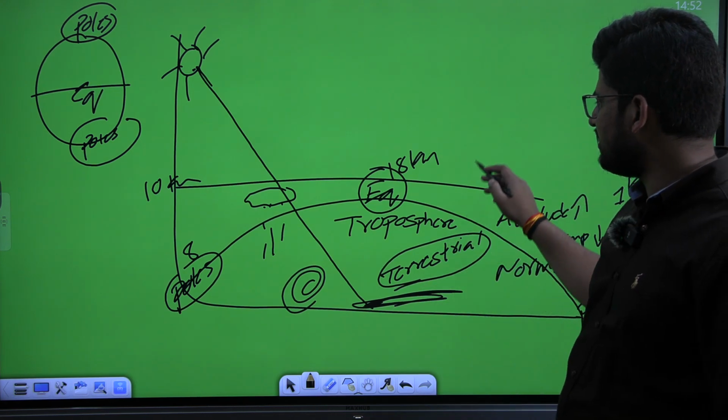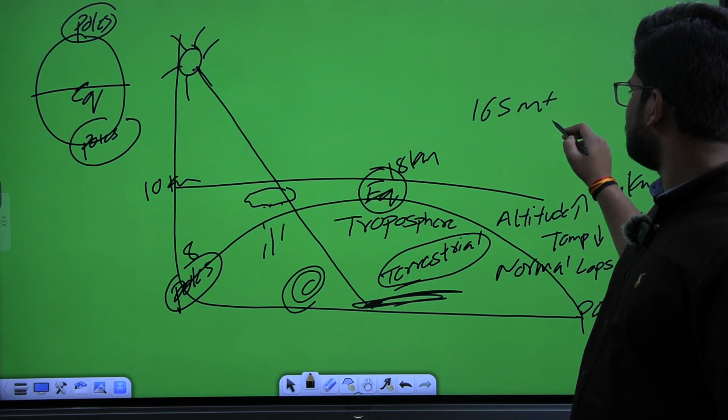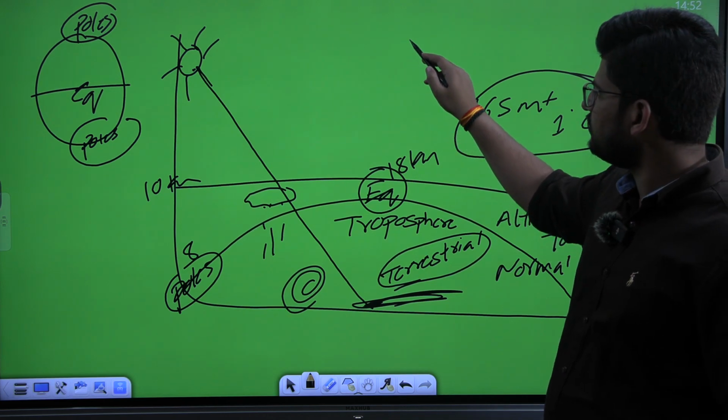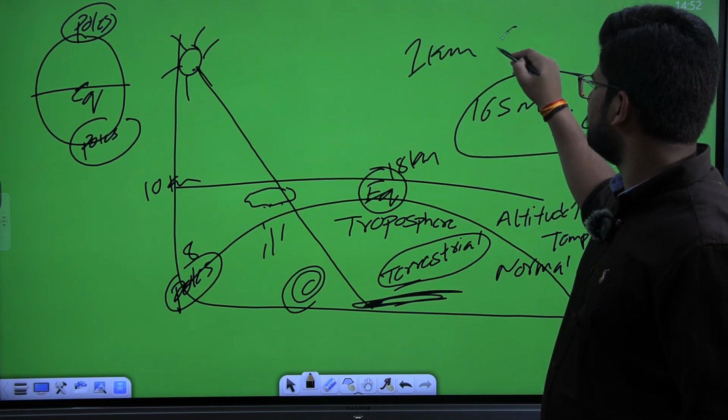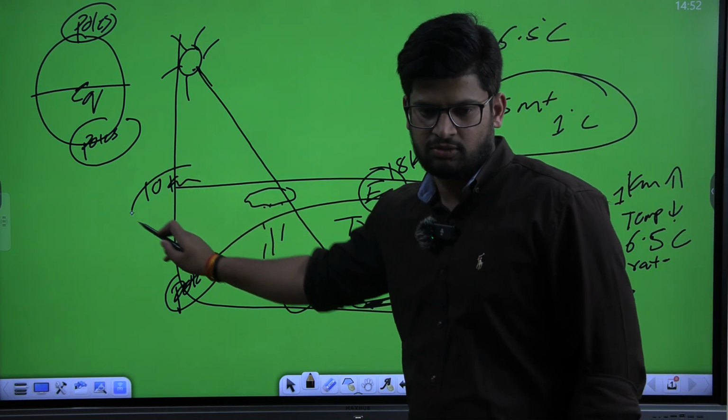How can you say that? You can say that for every 165 meters, the temperature drops by 1 degree Celsius, or you can say that for every 1 kilometer, temperature drops by 6.5 degrees Celsius. This happens in the troposphere.